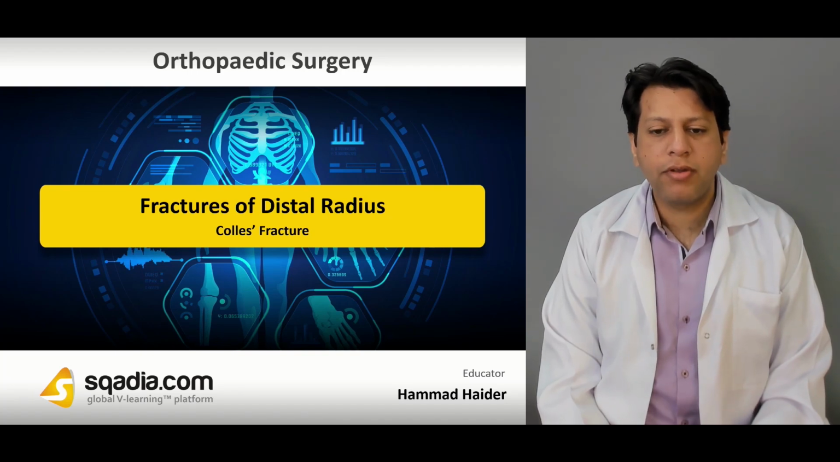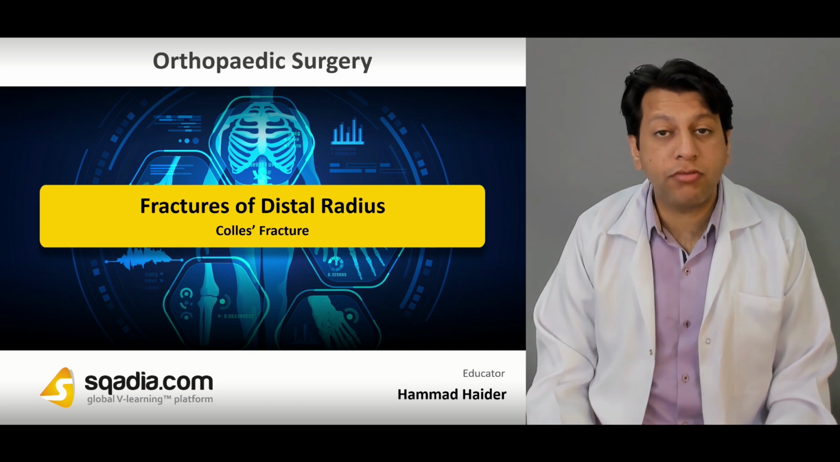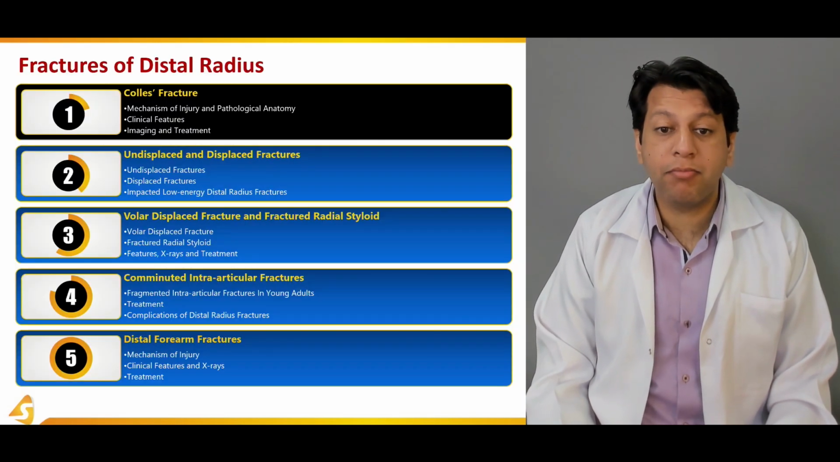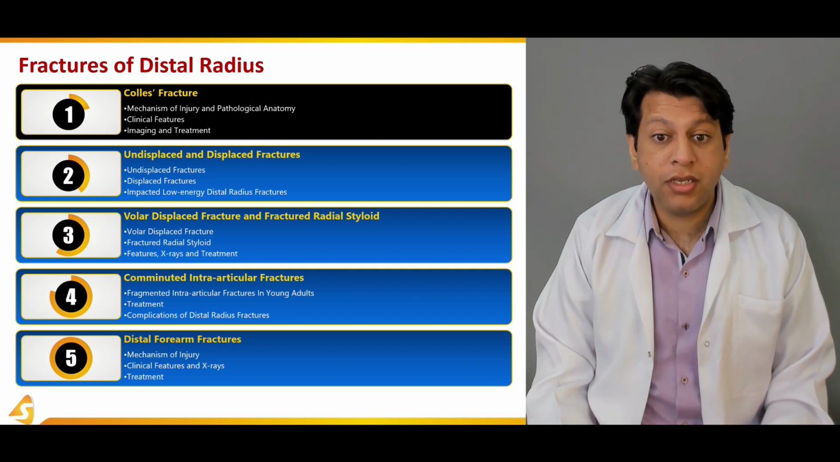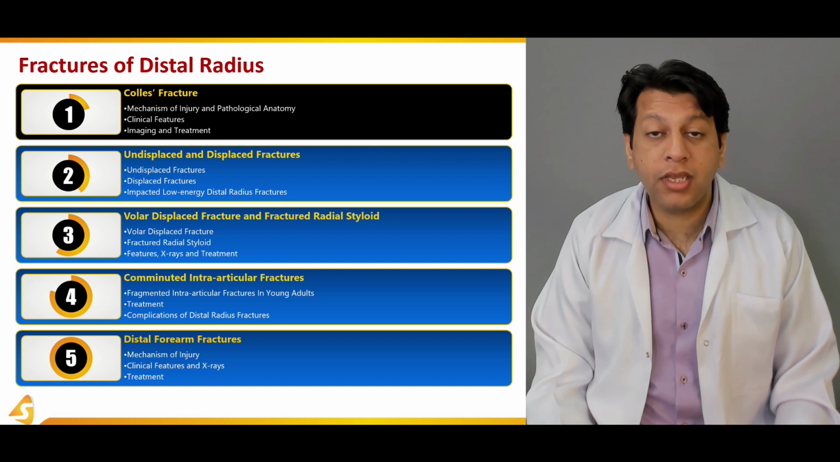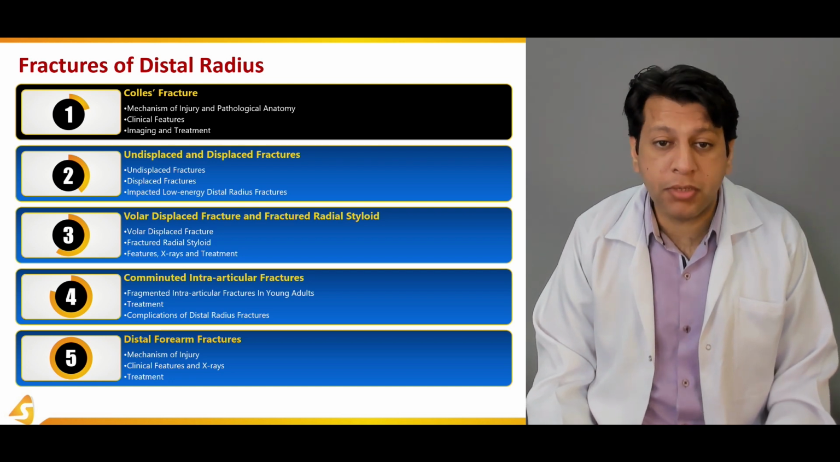Now moving on to our first section, that is the Colles fracture, which is a very common fracture around the distal radius. We will be briefly going through its mechanism of injury, pathological anatomy, clinical features, what are the imaging and x-rays which are done, and what is its treatment.